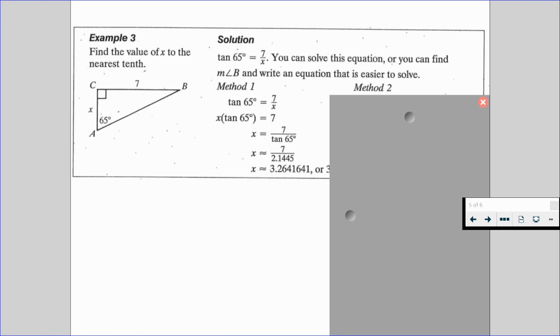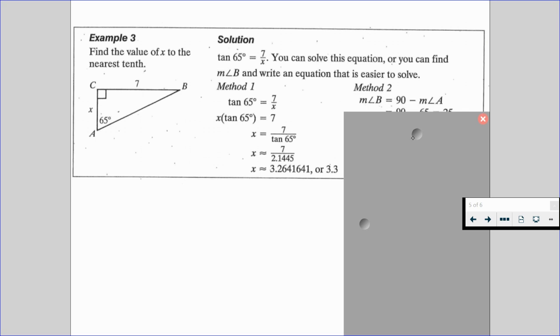which means that x is going to be approximately 7 over 2.1445, or x is approximately 3.2641641, or just 3.3. In method 2, we can find the measure of angle B, which is going to be 90 take away the measure of angle A. So we have 90 minus 65 is going to be 25. So the measure of angle B is now 25.